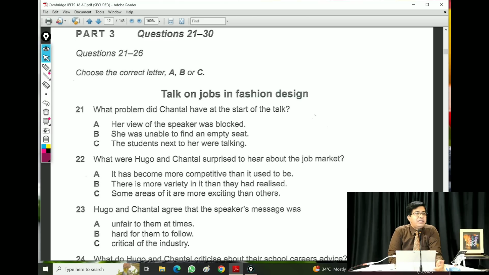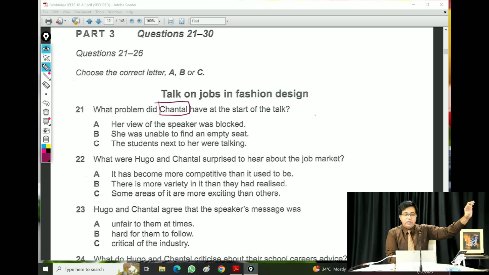Let's see, what's the title? Talk on job in fashion design. Talk, presentation on jobs means career. In fashion design is field. Job is career, fashion design is field, and what is going to happen? There is a presentation, right? Now, what problem did Chantal have at the start of the talk? Now, Chantal will be the lady who is going to talk. It's a French name, I guess. So, what problem did Chantal have at start of talk? When she started the talk, there will be a problem.